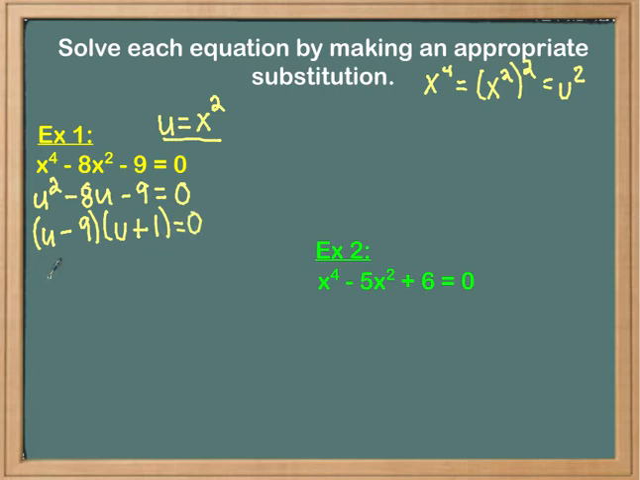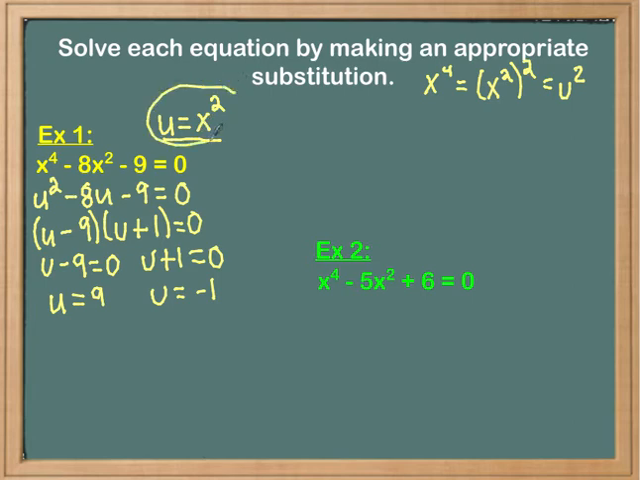I would set those to 0. U minus 9 equals 0 and u plus 1 equals 0. So I'd get u equals 9 and u equals -1. But we're not done because now we have to go back and actually substitute what u was. U was x squared. So here, x squared is 9, which means that x is plus or minus 3.